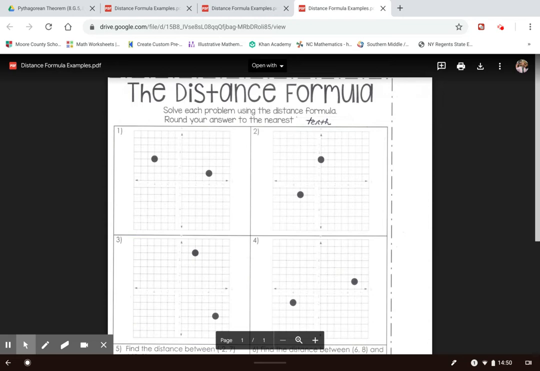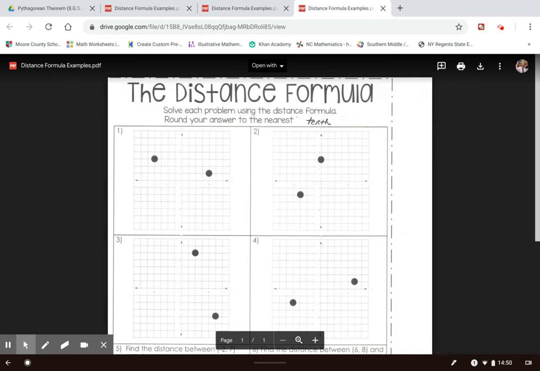Yesterday we learned how to find the distance between 2 points on the coordinate plane using the Pythagorean theorem and right triangles. Today we're going to learn how to find the distance between 2 points on the coordinate plane using the distance formula. This distance formula is foundational in math and will be with you for the rest of your math career, and it's going to be built on a lot in future concepts.